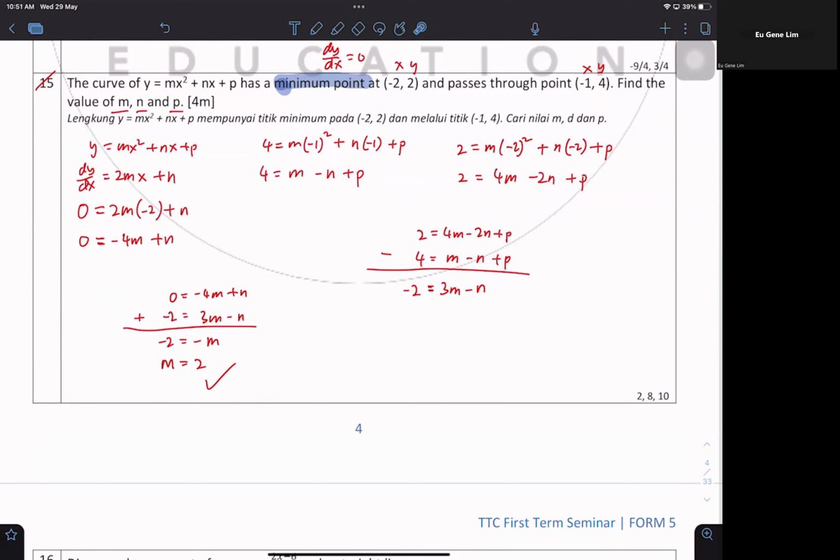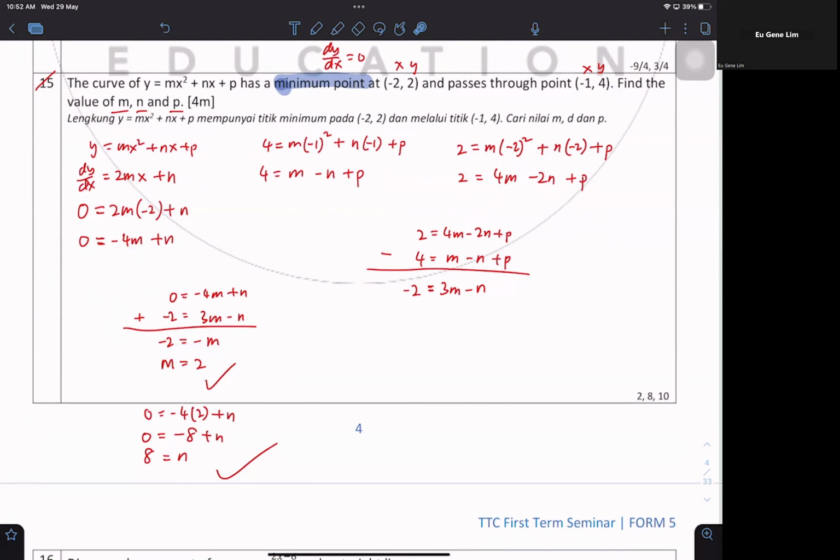Okay. So after you found the m, you sub back to here. Then you can get the n. So 0 equals to negative 4 times 2 plus n. And negative 8. Or bring over 8. Yeah, n equals 8. You sub the 2 into the m. Then you calculate, you get the n.